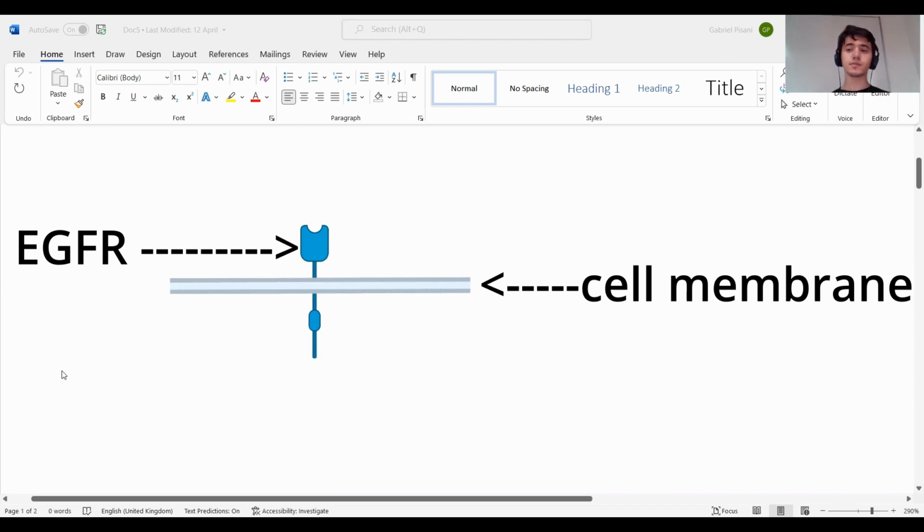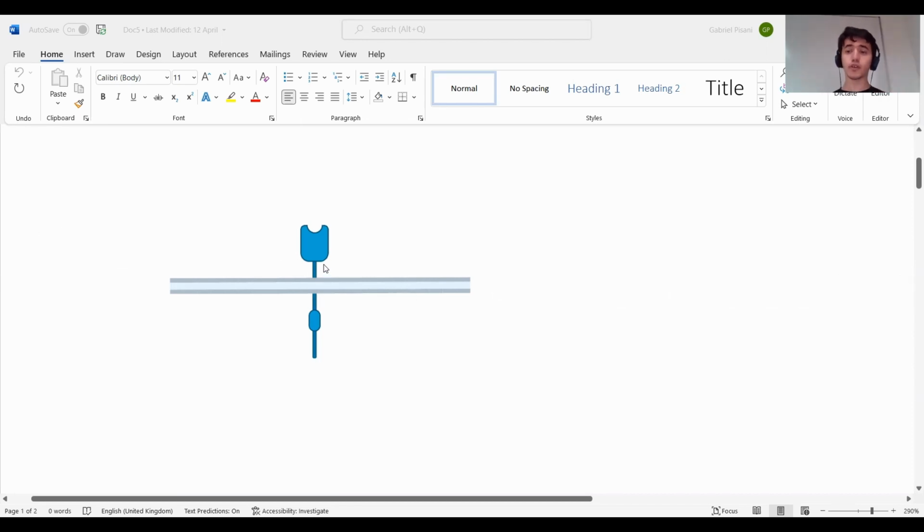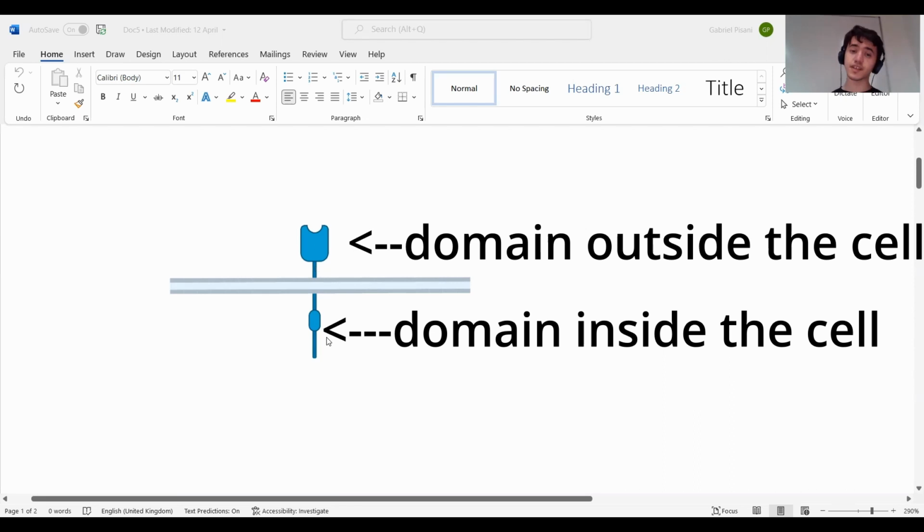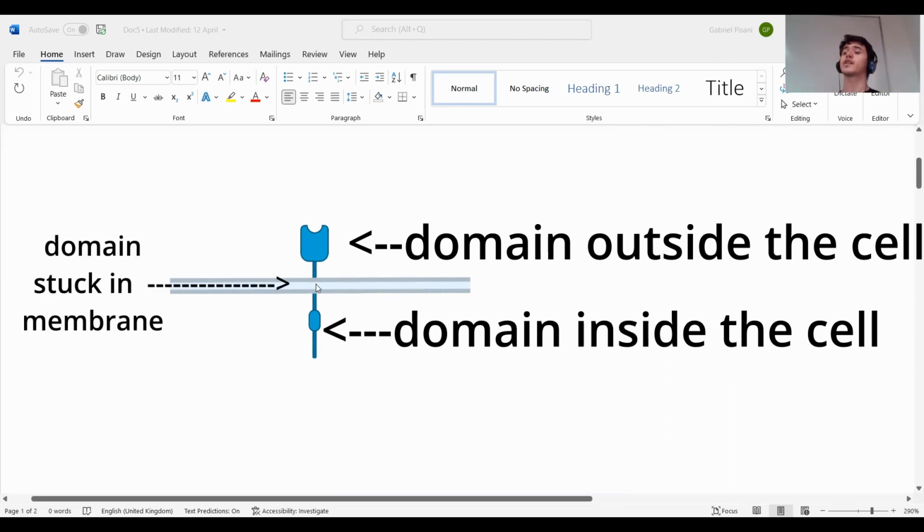Now, this receptor has a couple of things. It has a part of it, or a domain, that is sticking out of the cell, a part that is sticking inside of the cell, and a part that is lodged in the membrane. This is important for anchoring the receptor to make sure it stays in its current configuration and doesn't just move out or into the cell.